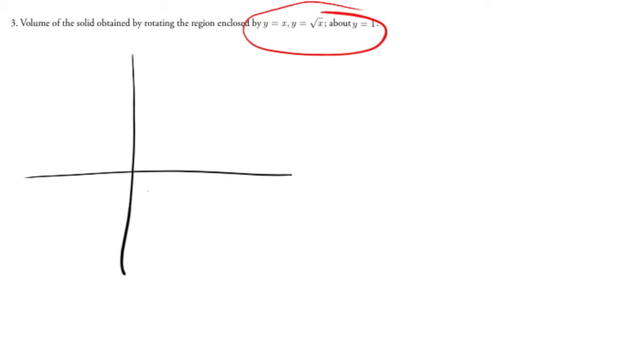Let's say I've got my axis here, and then I'm going to draw y equals x, and I'll draw this part dotted because it's not going to intersect there. So this is y equals x. And then y equals square root of x. Okay, so what I'm rotating is this stuff right here.